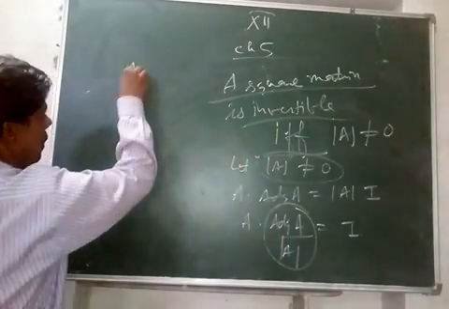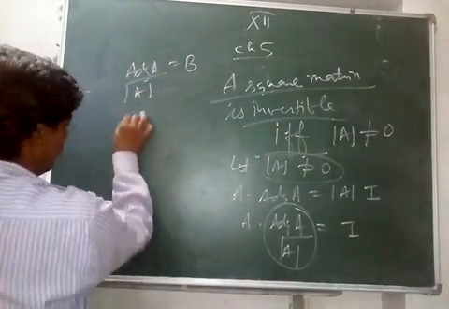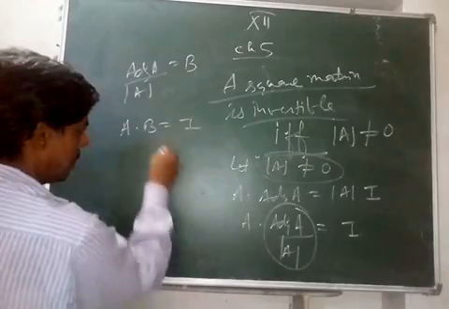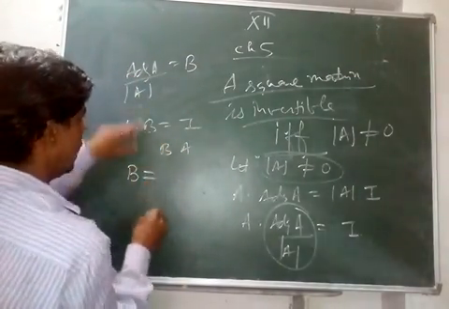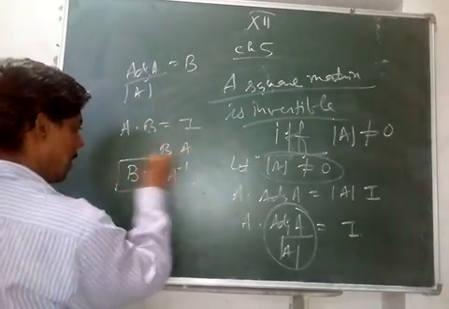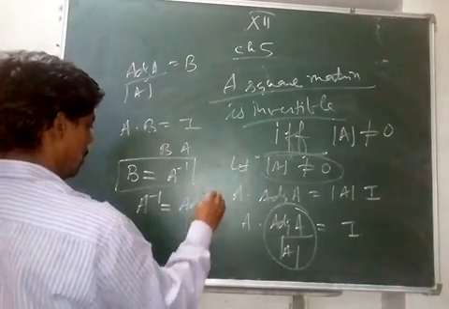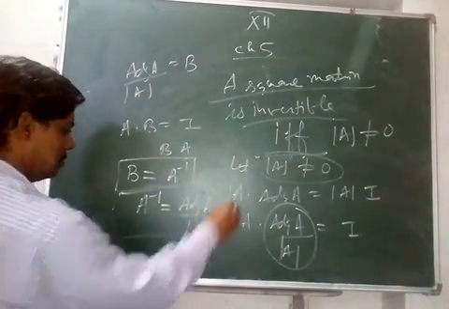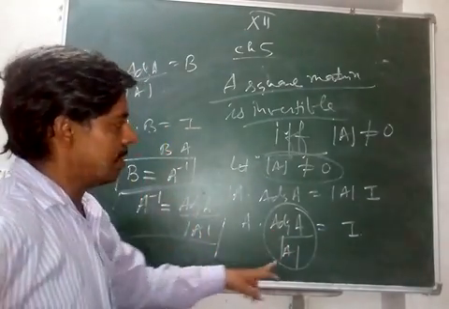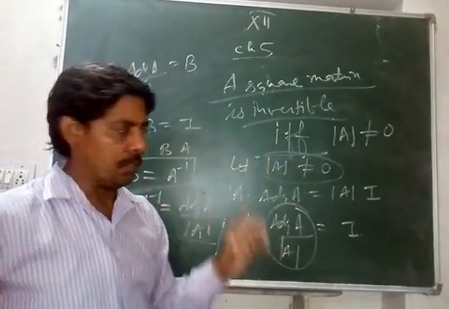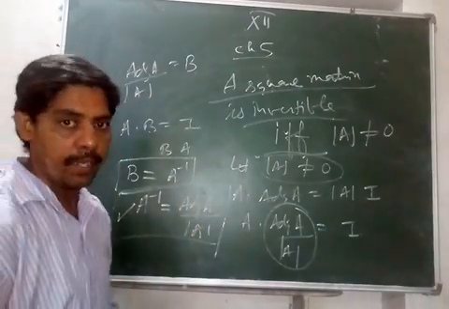Now consider adjoint A upon determinant A to be another matrix B. So we have just proved that A into B is equal to I. Similarly, we can prove that B into A is also I. So this B must be the inverse of A. B is equal to A inverse. So we have just proved that A inverse is equal to adjoint A upon determinant A. A inverse will exist if determinant A is not equal to 0, that is, for a non-singular matrix. And we have the formula for A inverse: adjoint A upon determinant A.